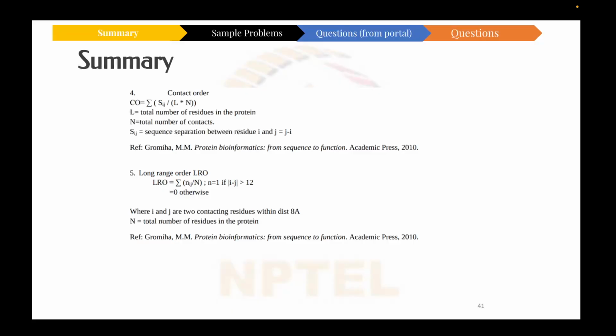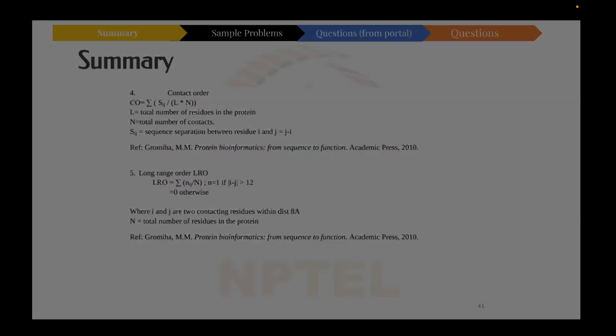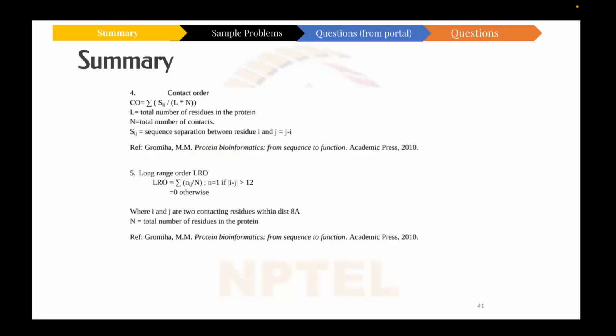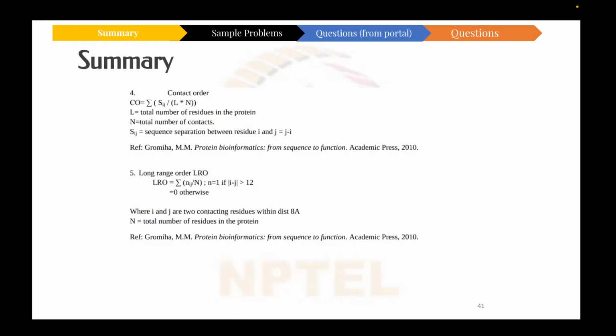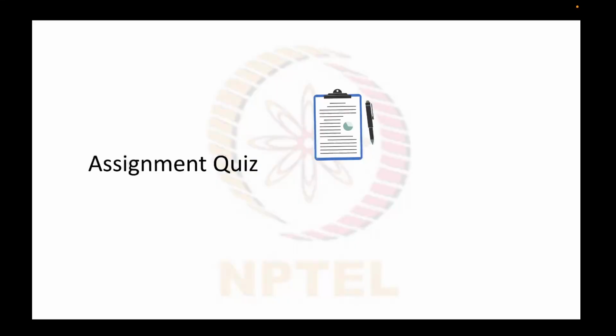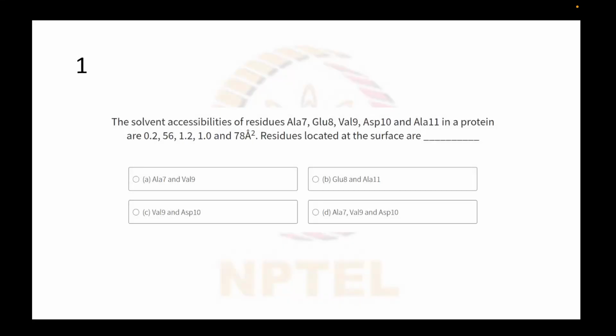The formula for contact order is defined as the separation between the residues i and j divided by the total number of contacts in a protein and the total number of residues. Further, we have a similar measure which tells about long range order. Long range order is also similar, which tells about the interactions that are close in space and far in sequence. So I have some problems on both of them. Let's try to solve. Given the solvent accessibility of residues alanine 7, glutamic acid 8, valine 9.